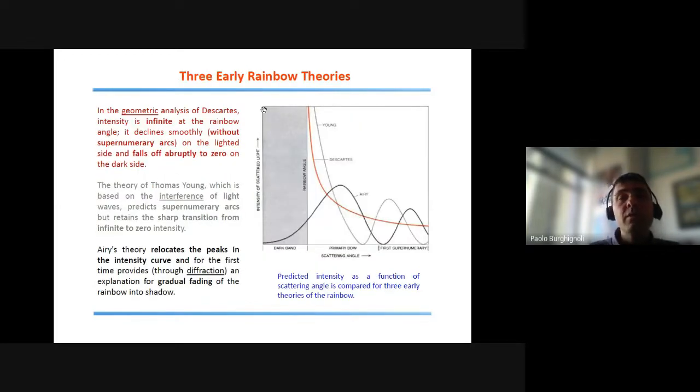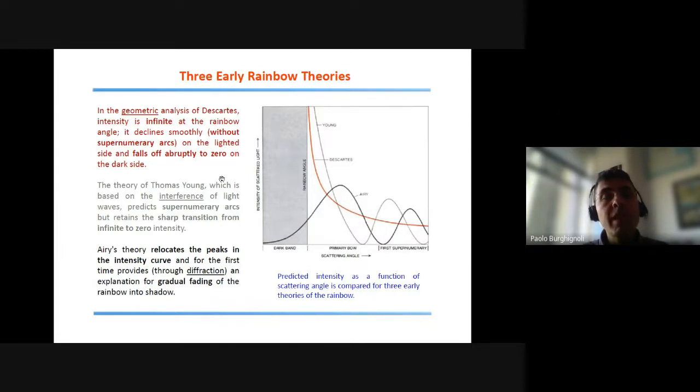In this plot, you can see the prediction about the rainbow of 3 early rainbow theories. The oldest one, which is due to Descartes, is a purely geometrical description based on ray optics, and the geometrical theory of Descartes is reported here with the red curve. It would predict an infinite amplitude of the scattered field close to the rainbow angle, and nothing in the dark band, so complete shadow before the rainbow angle, and a monotonically decreasing amplitude for angles above the rainbow angle.